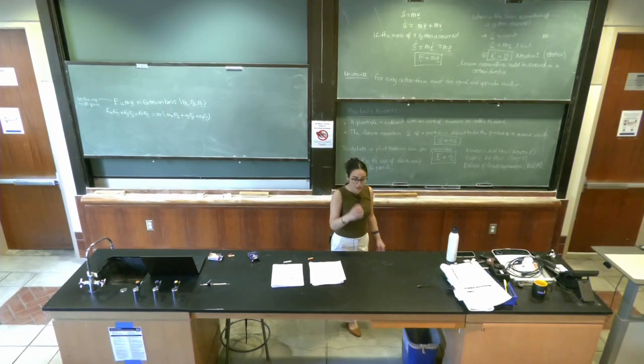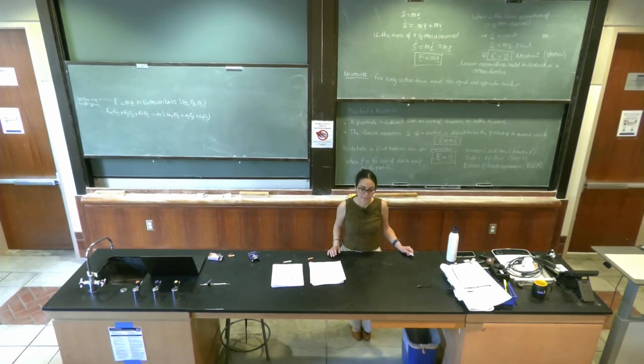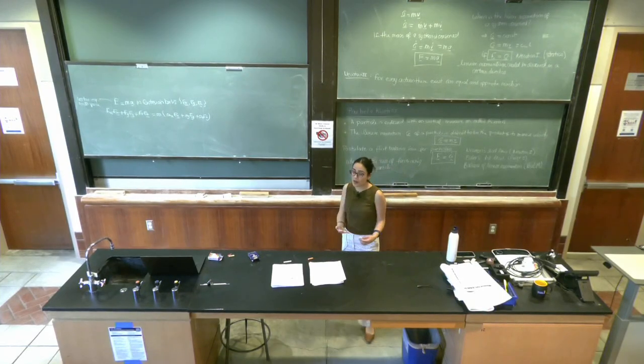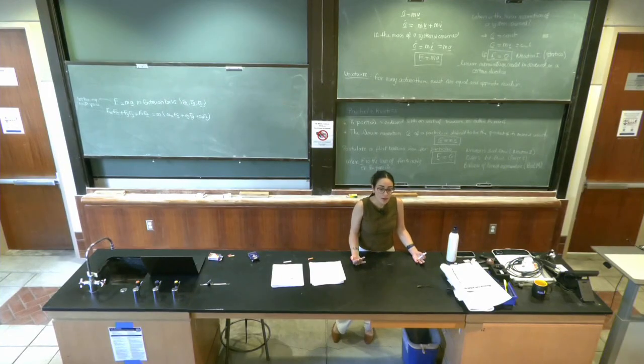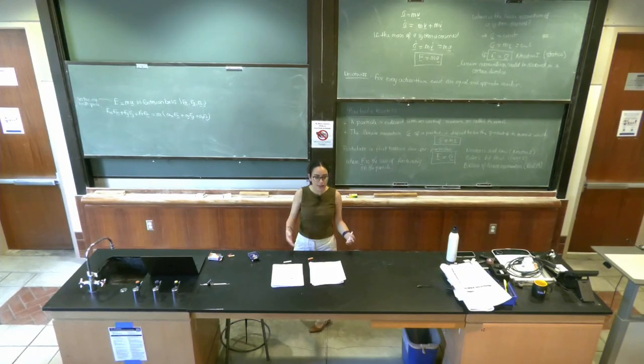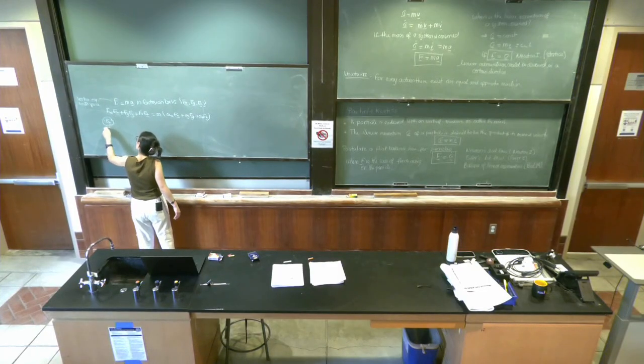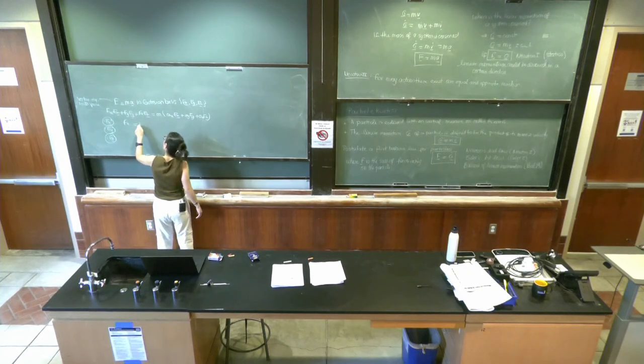And from this vector equation, how many scalar equations can I obtain? 3. Exactly. I can obtain 3 scalar differential equations. How? Exactly, by projecting it along 3 independent directions, which I could choose to be Ex, Ey, Ez, or any 3 independent directions. So I can project along Ex, Ey, Ez: Fx is equal to max, Fy is equal to may, Fz is equal to maz.